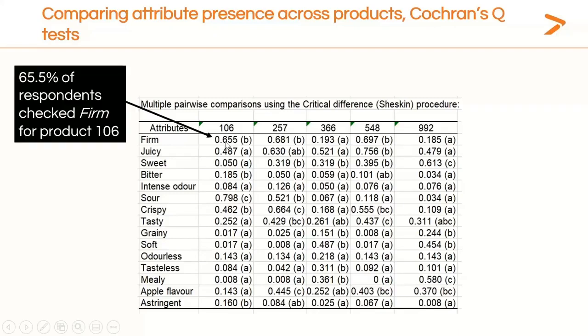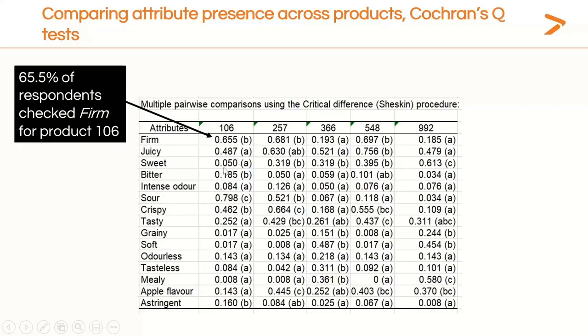This, for instance, is the percent of respondents who checked firm for product number 106. So we see that products number 106, 257, and 548 have been checked as firm more often than products 366 and 992. So we can say in some way that they are more firm than products 366 and 992.